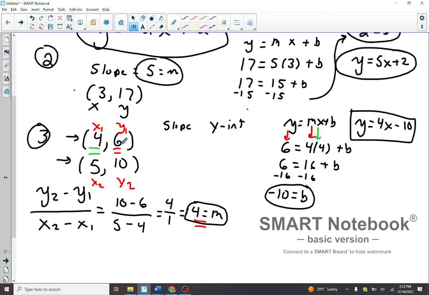Yes, you have to pick one, but you can't mix and match. So if you pick 4, it goes with the 6. If you pick 5, it goes with the 10. You can't do 4 and then 10. That would make a mistake, okay? We need to make it clear which one we pick on the quiz. When you show me your work, I will know which one you picked.